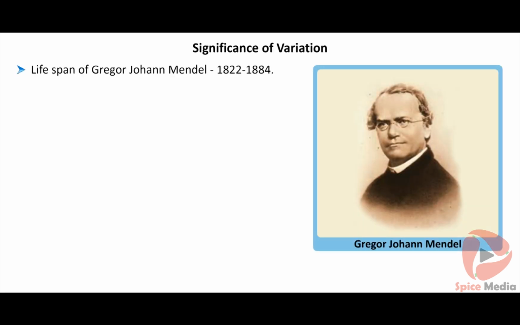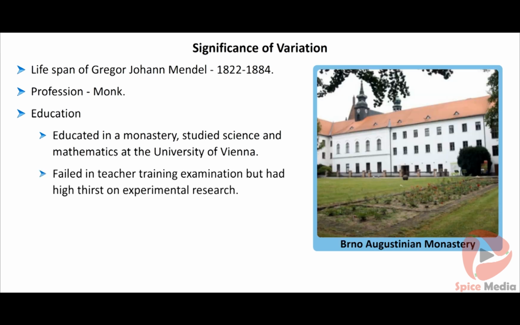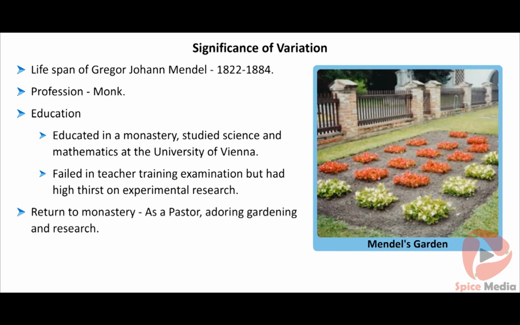Gregor Johann Mendel lived between 1822 and 1884. Mendel was an Austrian Augustinian monk by profession. He was educated in a monastery and went on to study science and mathematics at the University of Vienna. He failed in the teacher training examination, but it did not suppress his thirst for experimental research. He returned to the monastery and became a pastor, but adored gardening and research.